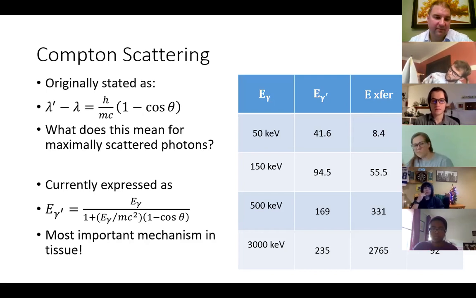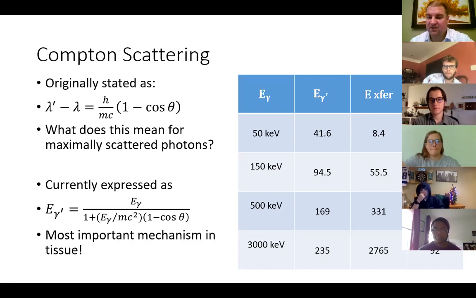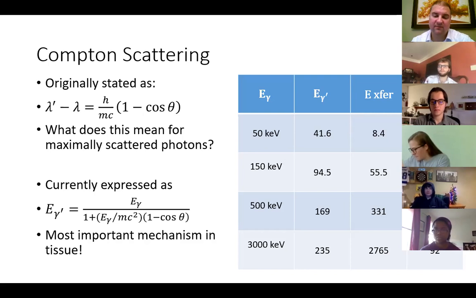So the table on the right shows you some examples of original gamma ray energies, scattered gamma ray energies, the amount of energy transferred, and the percentage of energy transferred. And so a 50 keV gamma coming in and being scattered at 180 degrees is only going to lose about 17% of its energy in that scattering event. When the energy of the gamma ray goes up, 150 keV, it's going to lose about 37% of its energy in one single scattering event.